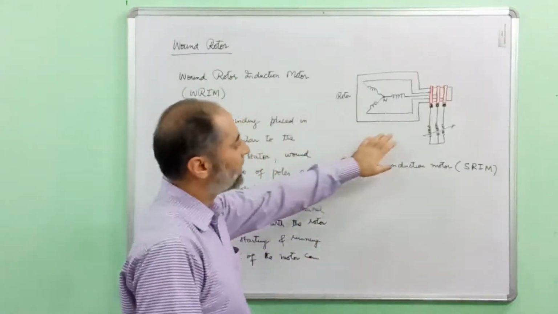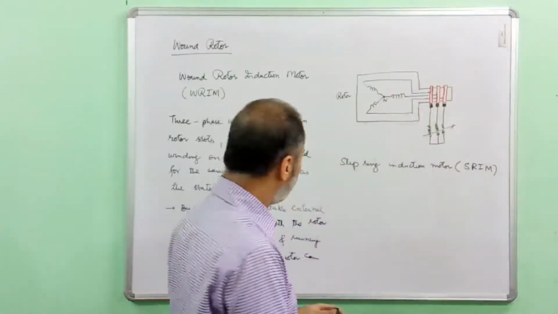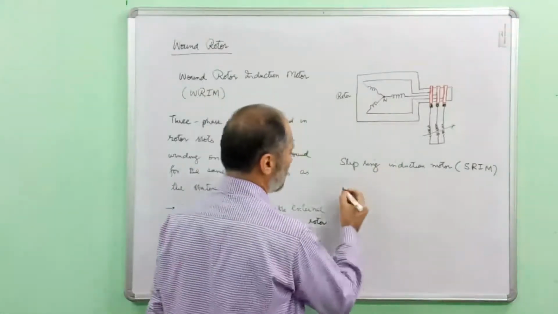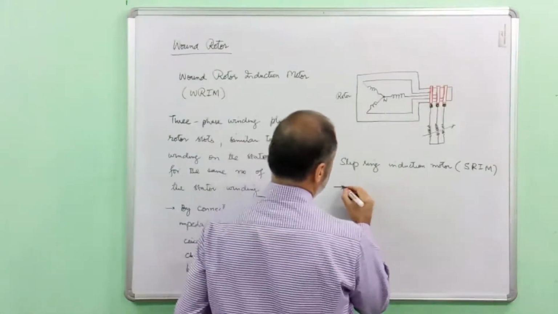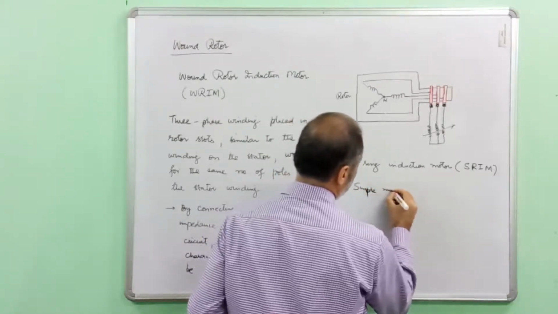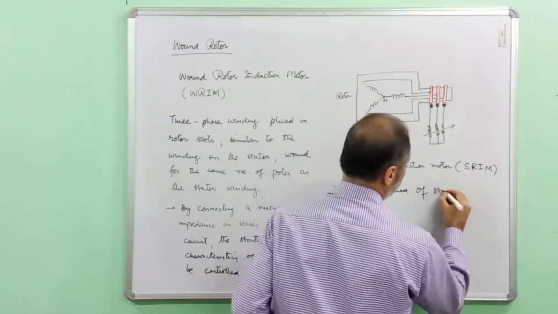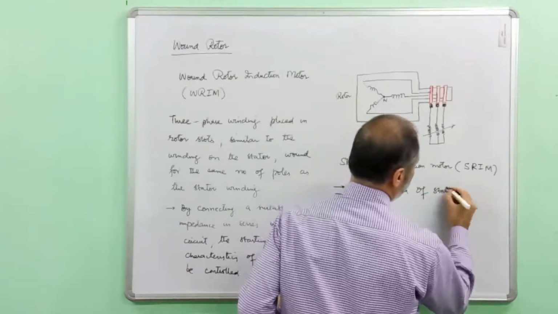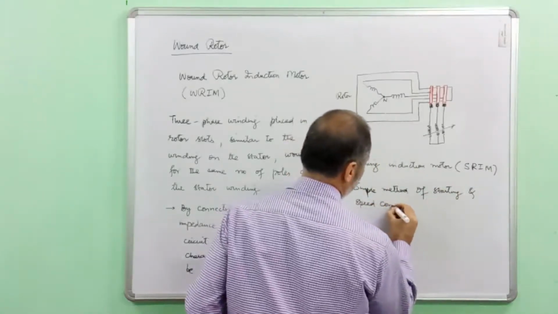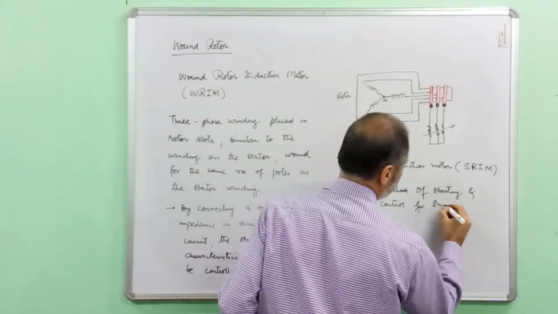Now, we have seen that by inserting a suitable impedance in series with the rotor circuit, we can alter the starting and running performance of the machine. Therefore, this provides a simple method of starting and speed control for such motors.